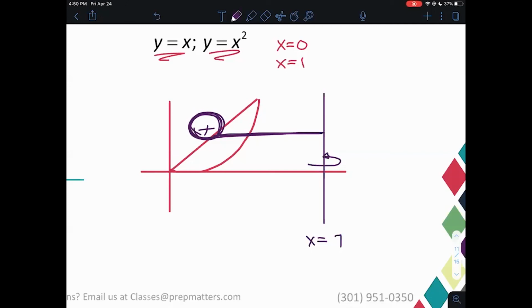I don't know why I wrote that x sideways. Let me not do that. Sorry. And then my inner radius would be from the axis of revolution to this inside edge of the solid. And that would be 7 minus this function in terms of x. In this case, x equals the square root of y. Or sorry, in terms of y. Solved for x in terms of y.